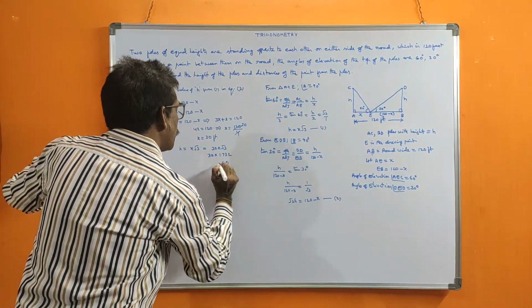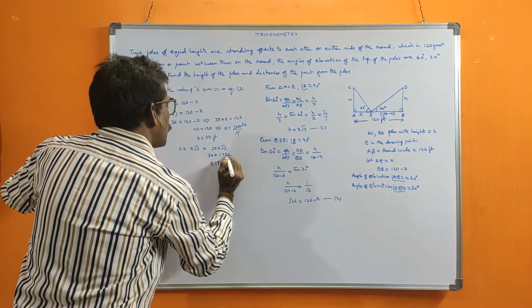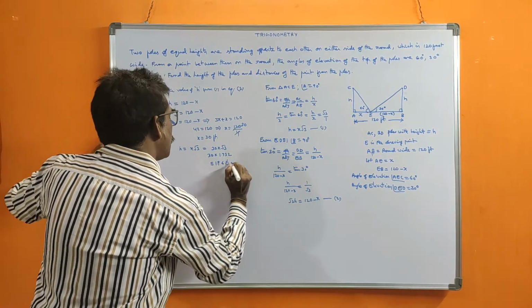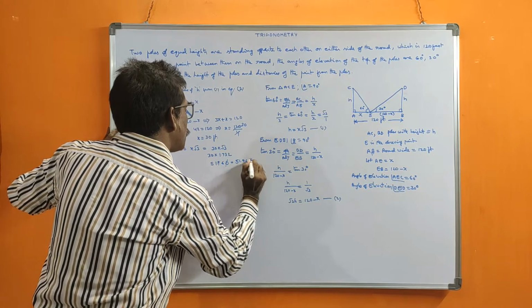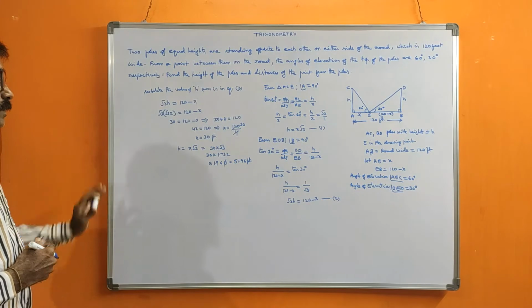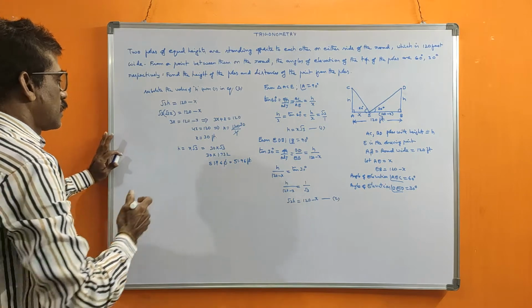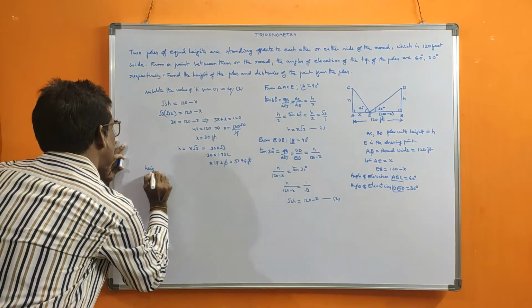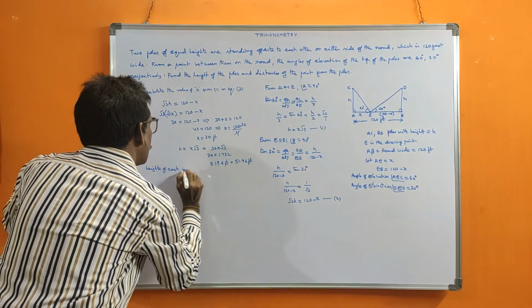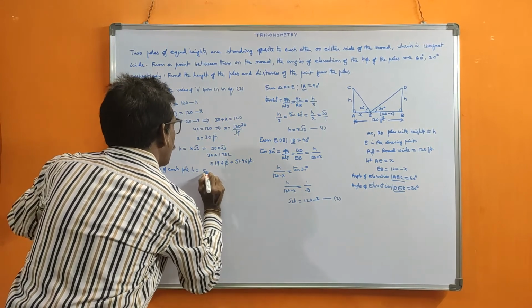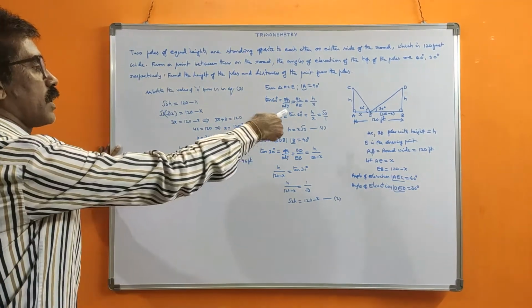3 twos are 6, 3 threes are 9, 3 sevens are 21, 2; 3 ones are 3 plus 2, 5. Here 3 points, this 0 is cancelled. So it is 51.96 feet. What is this? H. So you can write the height of each pole: H is equal to 51.96 feet.